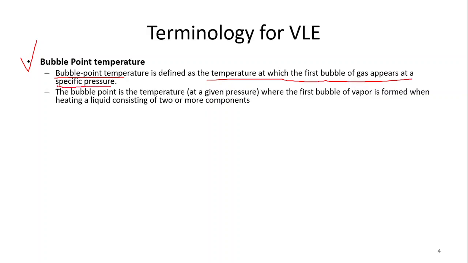What happens if there is a mixture of A and B in the liquid phase and you provide heat? A and B both will try to move from the liquid to the vapor phase, but the more volatile one will go into the vapor phase first. The temperature at which the first bubble of gas is formed is known as the bubble point temperature. In other words, it is the temperature at which the first bubble of vapor is formed when a liquid consisting of two or more components is heated. This is the same definition in another way. That is the bubble point temperature.